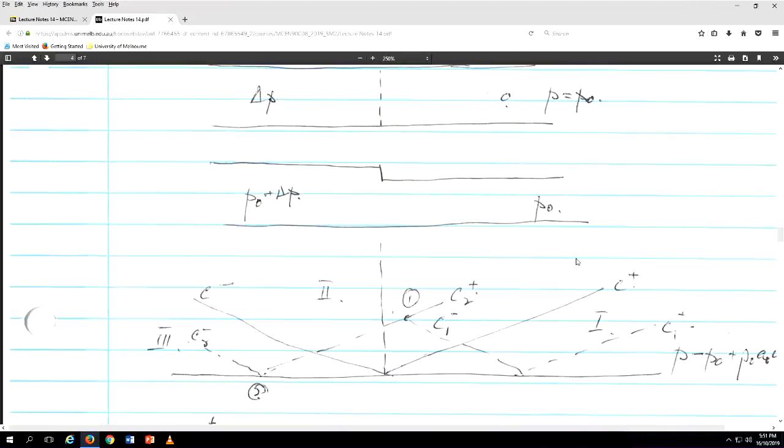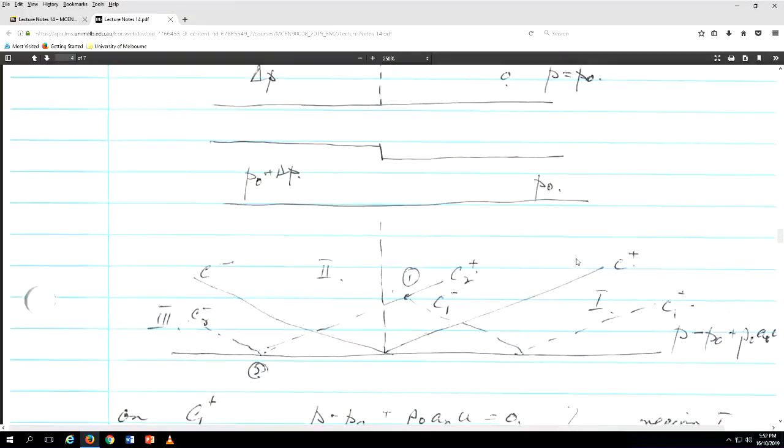So I have my C1 plus characteristic, P minus P naught plus rho naught A naught U is equal to 0 here. And on this one here, P minus P naught minus rho naught A naught U is equal to 0 because right here, P is equal to P naught and U is equal to 0. But what about at 2? At 2, I have a slightly different constant.